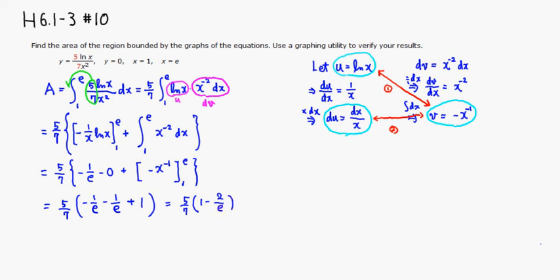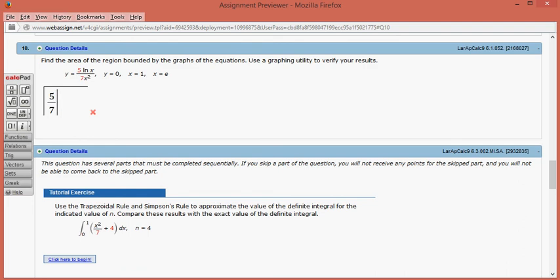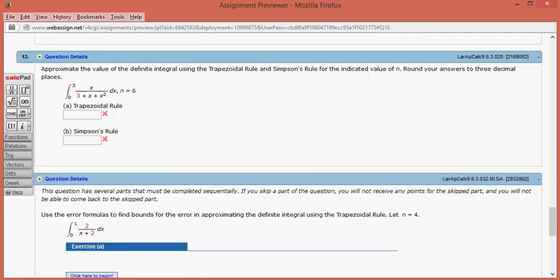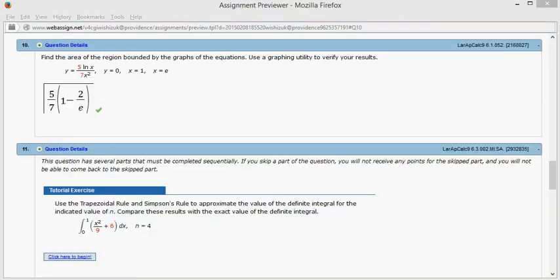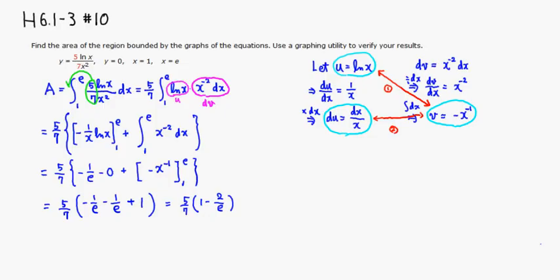So that's that. Let's type it in. That's going to be the area. So we got 5/7 and quantity 1 minus 2 over e. Alright, let's double check. It came back and looks like we got this one correctly. That's it. I hope that this was clear.